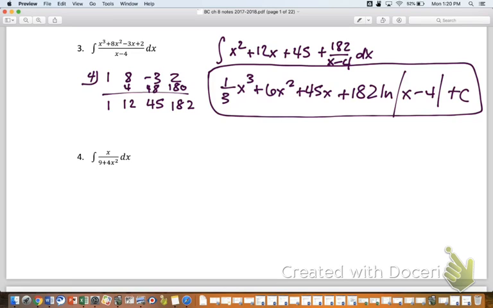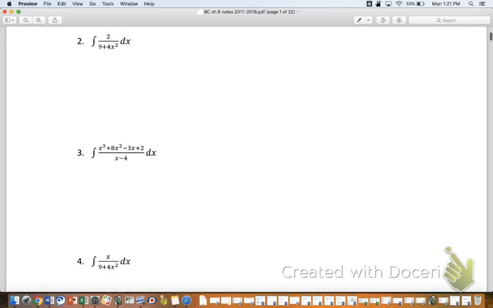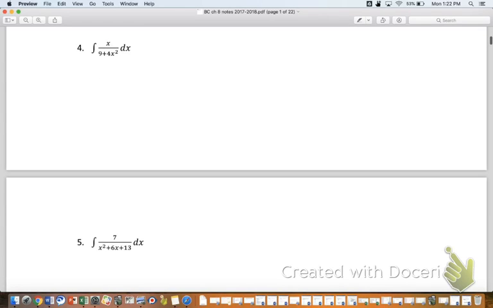You guys good? Okay. Number 4. Did you guys notice that number 4 looks an awful lot like number 2? In fact, they are identical except the numerator is x versus a 2. In number 2, it was an arctan. In number 4, did you guys see that it's not an arctan? Do you see how I tried to make it look like one? Yeah. It really does look like one, except the numerator is off.